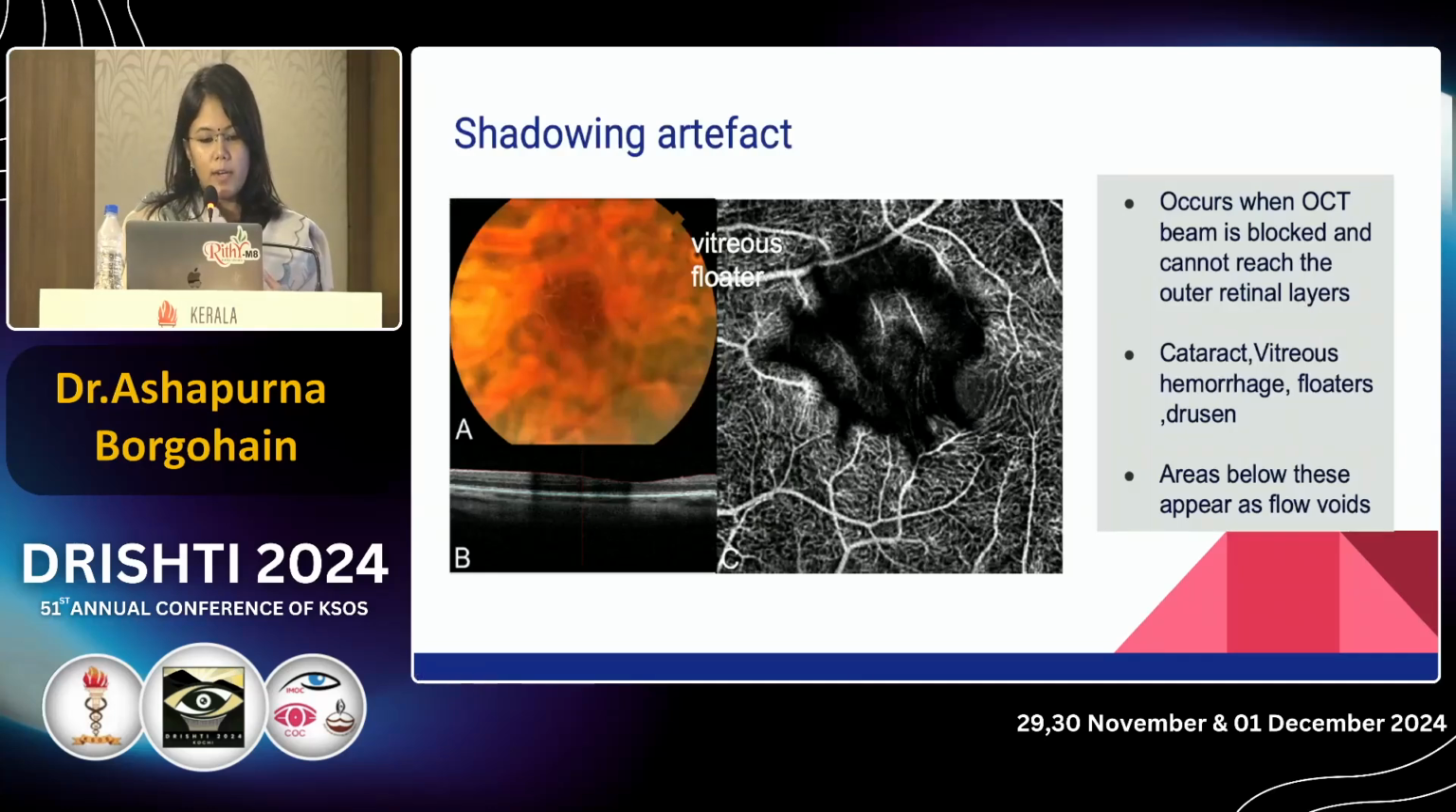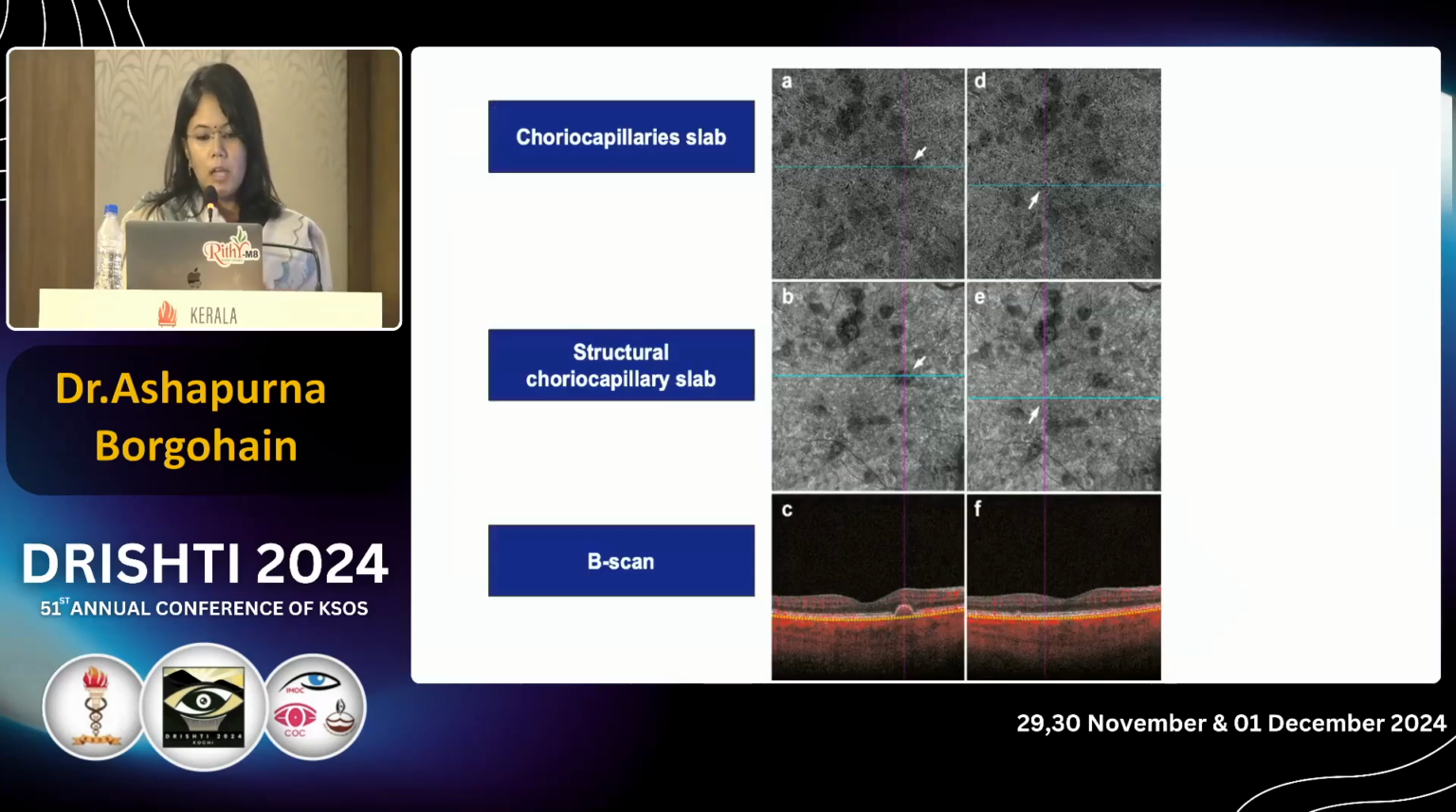When there is obstruction to the passage of light, there can be appearance of flow void areas in the deeper layers. This happens when the beam hits some obstruction like vitreous floaters or other opacities or even drusen. So how to be aware of that? When we see any hypodense area in the OCTA en-face slab, we should always look at the structural OCT slab. If the same hypointense area is there in the structural OCT slab, that suggests that the beam was obstructed and it is not a real hypodense area.